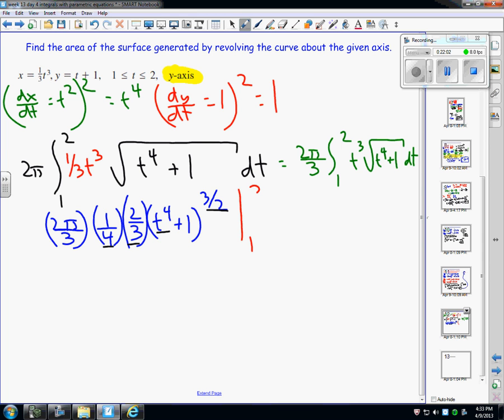I'm going to evaluate it from 1 to 2. Let's just combine some clumpage here. 2 times 2 divided by 4 goes away. I got pi over 9 times, let's see, 2, 4, 8, 16, 17 to the 3/2 minus 2 to the 3/2. That looks good to me. There's no negative in my answer, so that's going to pair up nicely, and there you go.